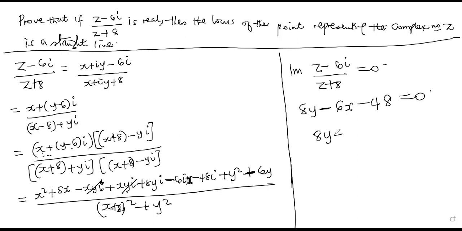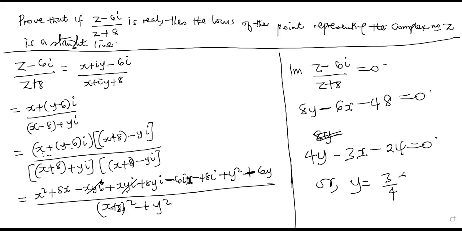Implying that you'll have 8y minus 6x minus 48 equals 0. You can divide it through by 2, so that you have 4y minus 3x minus 24 equals 0, or you can make y the subject: y equals 3 over 4 x, then 24 over 4 would be plus 6. That is what you have. That is the only approach I can use for that. They have just told you that it is real.